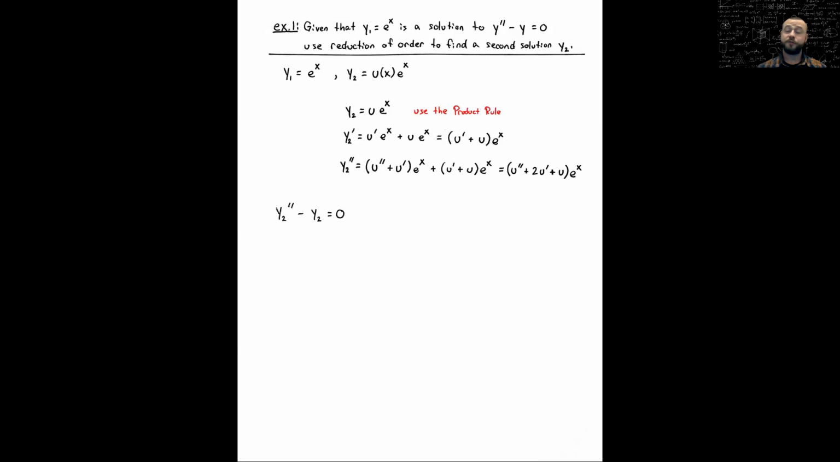We're going to plug all those into the ODE. Now the differential equation is y double prime minus y equals 0. Now if y2 is a solution, and we want it to be, y2 double prime minus y2 has to equal 0. It has to satisfy the ODE when we plug in y with y2. All right, let's take all of our expressions and plug them in. Here, we only have y2 double prime and y2. We don't need to plug in y2 prime.